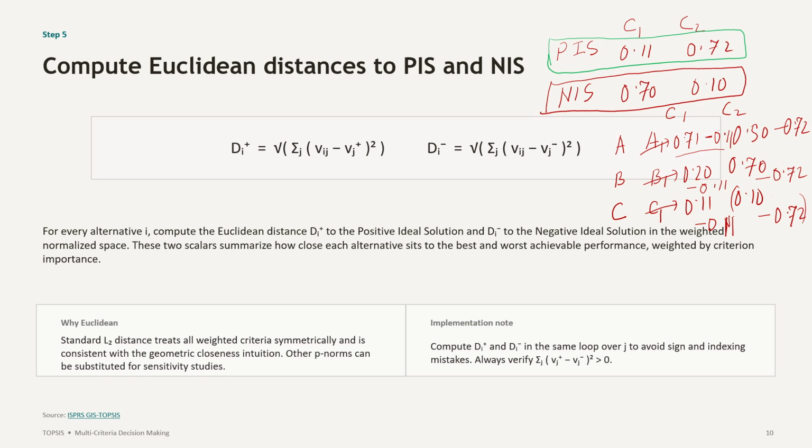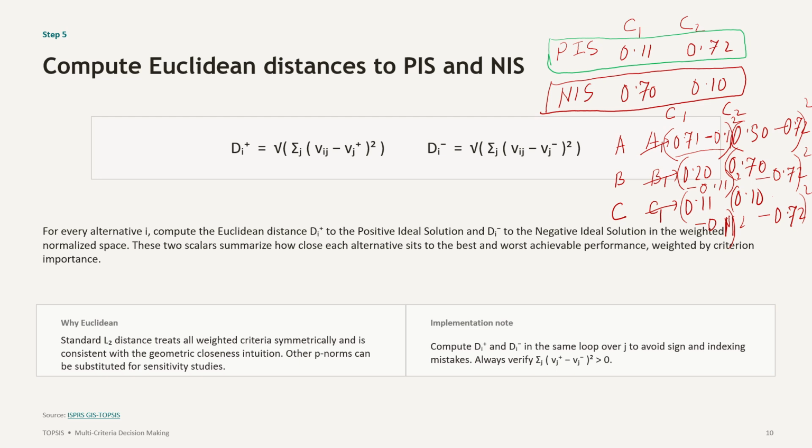Now, the positive ideal solution will be deducted from each of the values of A, B, C for C1 and C2. It will be squared. Okay, this deduction will be squared. Correct?